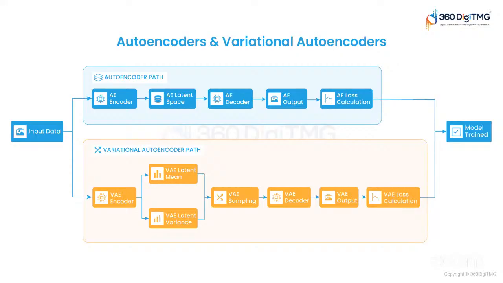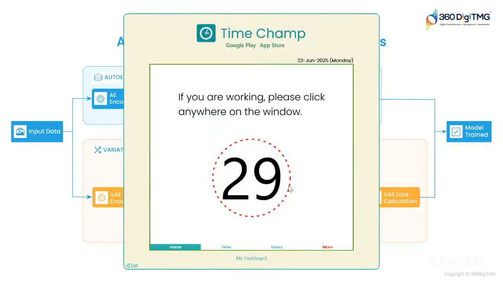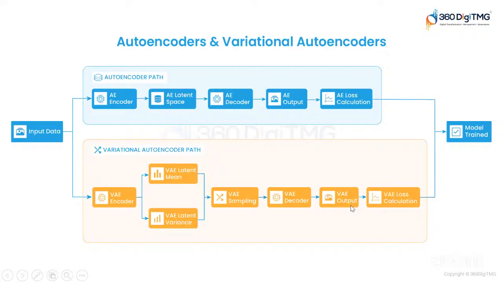Now, how will the loss be minimized? By using backpropagation. Again, we use the reparameterization trick, and again we take some new distribution. Again we have a decoder, the decoder generates something, and again we have a loss function. Once the losses are reduced, we can use it for model training.